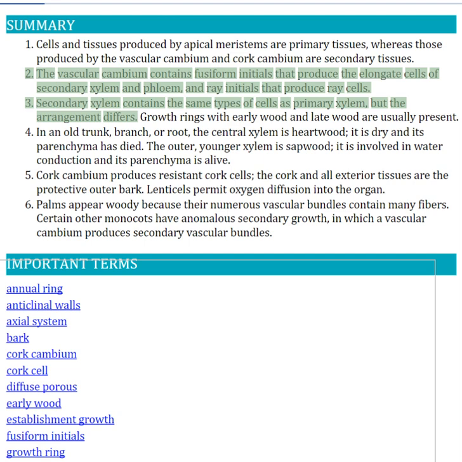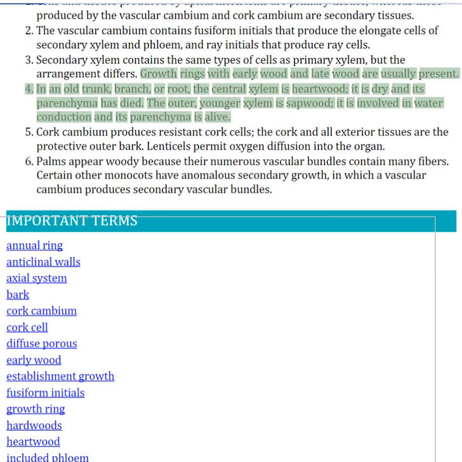3. Secondary xylem contains the same types of cells as primary xylem, but the arrangement differs. Growth rings with early wood and late wood are usually present. 4. In an old trunk, branch, or root, the central xylem is heartwood; it is dry and its parenchyma has died. The outer, younger xylem is sapwood; it is involved in water conduction and its parenchyma is alive.